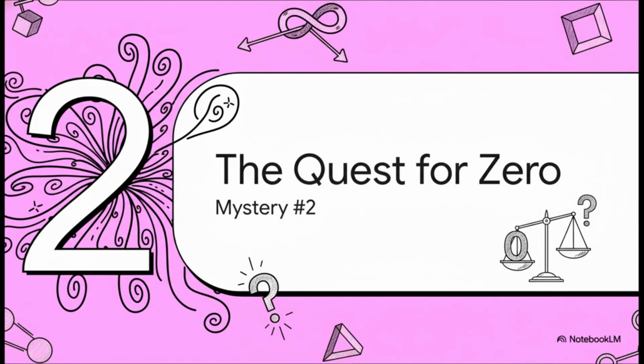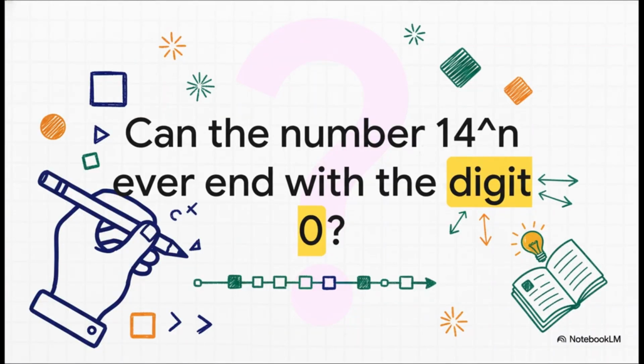All right, one mystery down. Let's move on to our next puzzle, the quest for 0. This one is all about the power of numbers, and it asks a really specific question about what's possible and what's totally impossible. So here it is. Can the number 14, raised to the power of n, whatever n is, ever end with the digit 0? I mean, think about it. 14 squared, 14 cubed, 14 to the power of 1,000,000. Could any of those possibly end in a nice round 0?